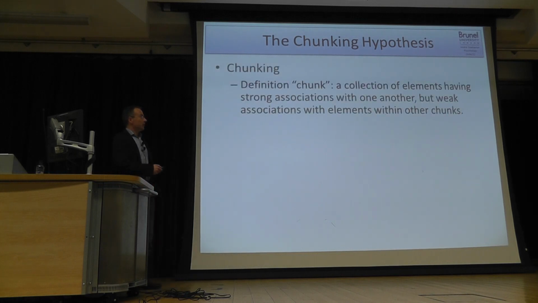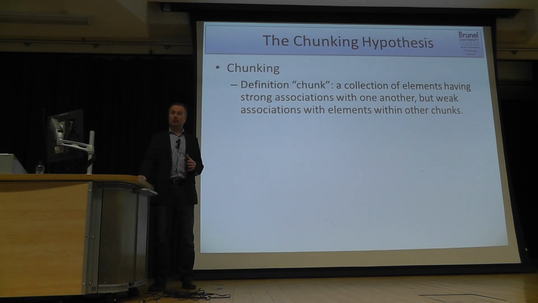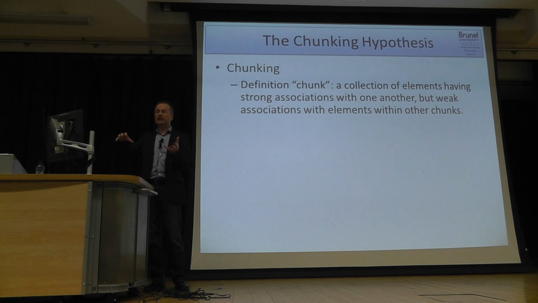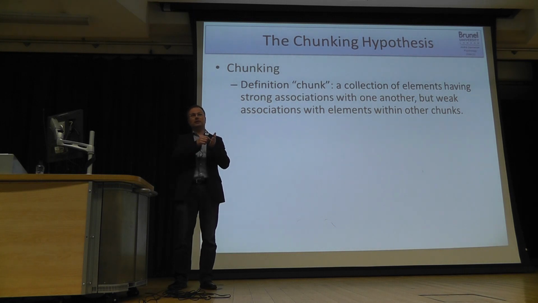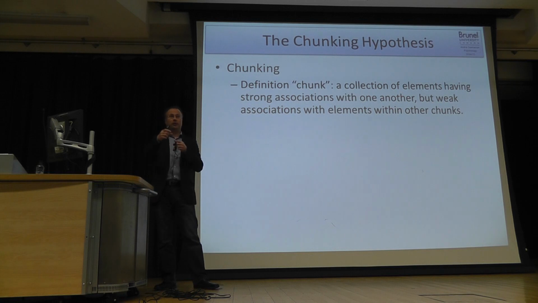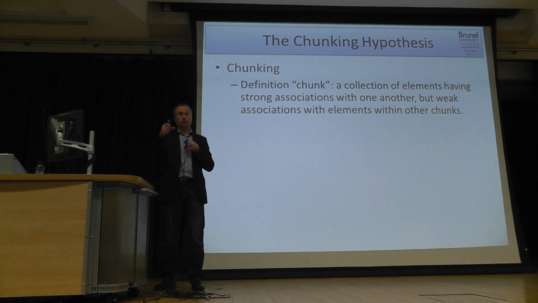So the definition of a chunk, a more formal definition, is that it's a collection of elements which have strong associations among each other. However, they have weak associations with the elements within other chunks. So in words, for instance, the particular sequence of letters have very strong associations with each other, but not strong associations with the letters of the next word.